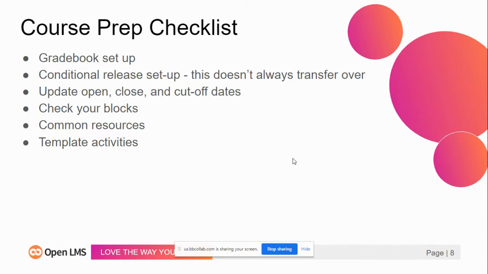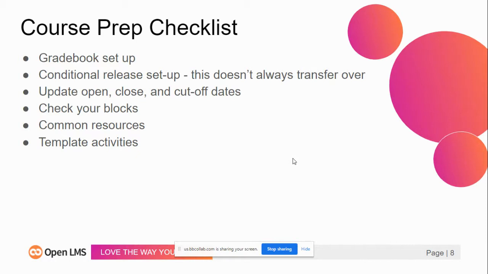I also remind them to double check and update all of their open, close, and cutoff dates in their courses. Again, if they are just importing from last year, those dates will come over and not necessarily shift according to the new course start date. And even if they do, it's always a good opportunity to check things and make sure the dates are set up well. I also remind my faculty on my course prep checklist that we like to close activities at 11:55 p.m. versus exactly midnight to help avoid confusion about when the date rolls over.